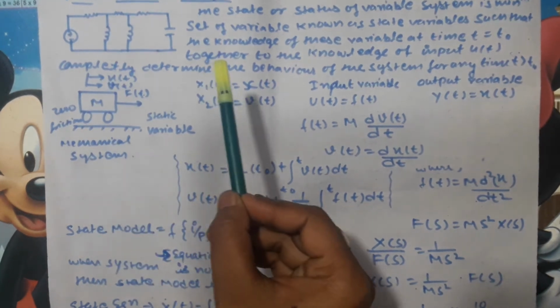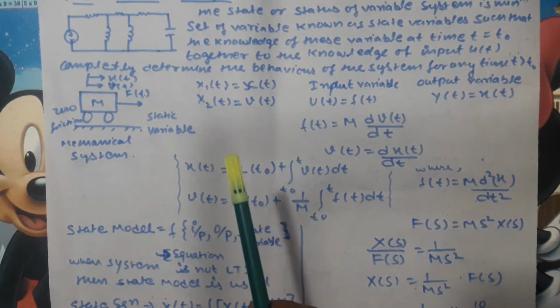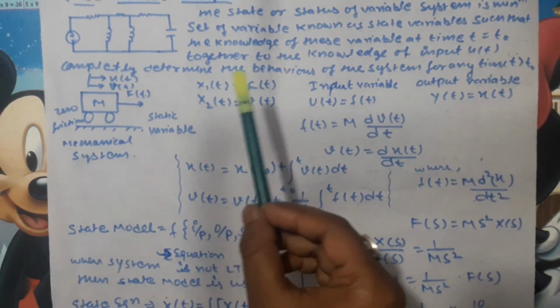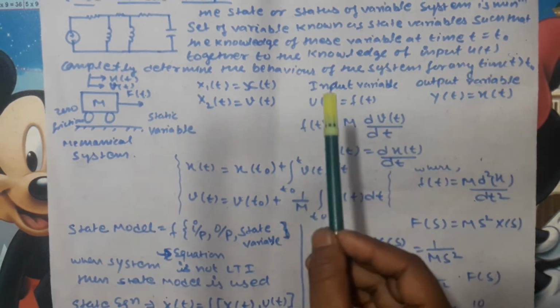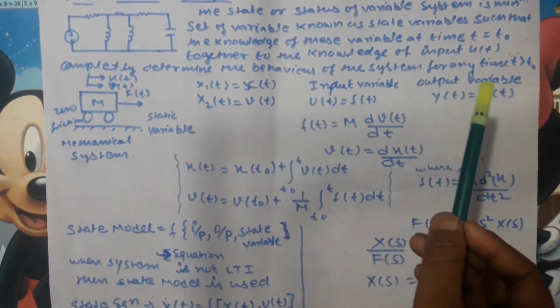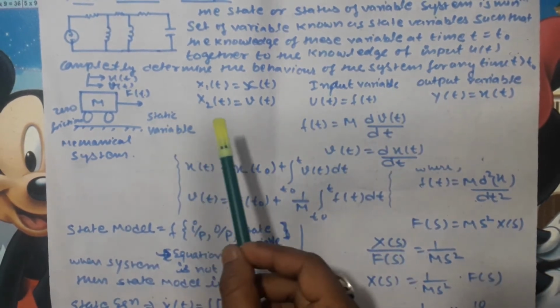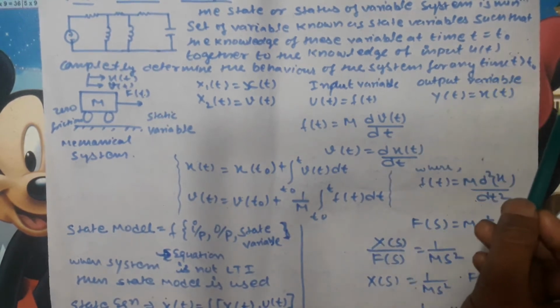State variable analysis. What is a state variable? The state or the status of the system is the minimum set of variables, known as the state variables, such that the knowledge of these variables at time t equal to t0, together with the knowledge of the input u of t, completely determines the behavior of the system for any time t greater than t0.